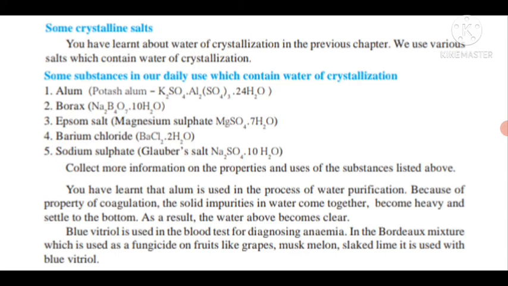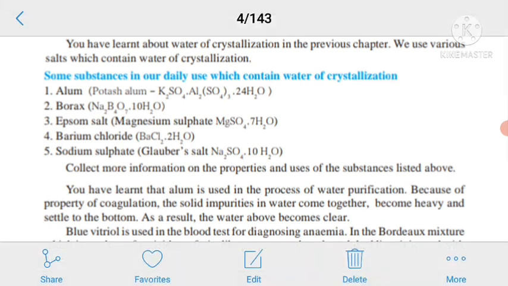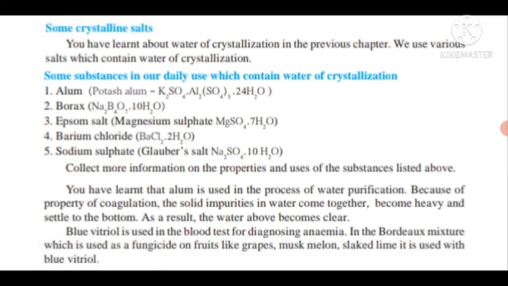We know that alum is used in the process of water purification. Because of the property of coagulation, the solid impurities in water come together and become heavy, and they settle to the bottom. As a result, the water above becomes clear.